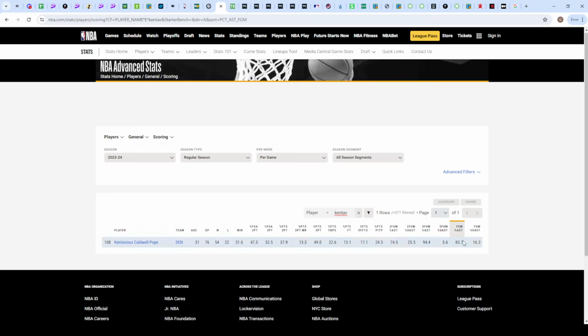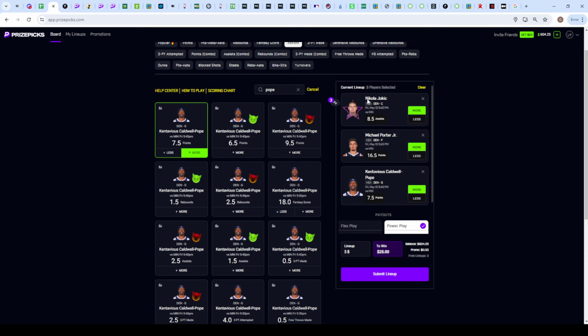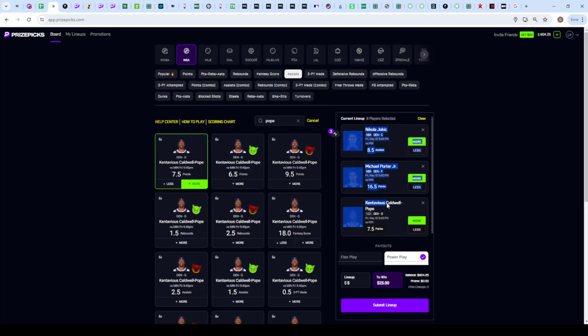And for KCP, exact same concept. 83.7% of his field goals made are assisted. So you understand how that's a good stack with Jokic on his over assists, because these guys are going to be filling their bars up together. When you're watching this game live, you're going to see a bunch of green going up all together. So those are all the NBA plays I went for in my personal slips.